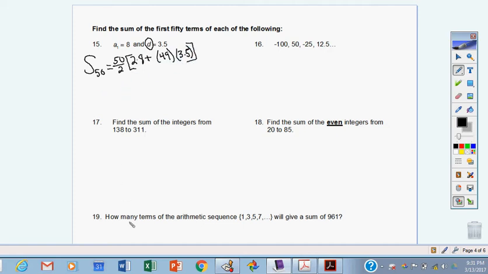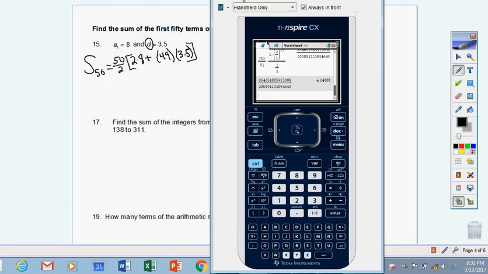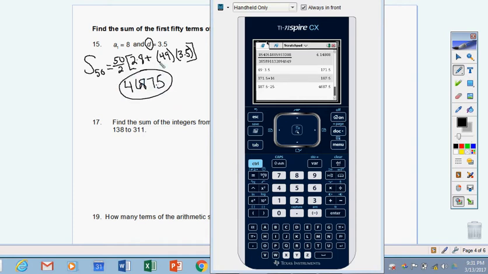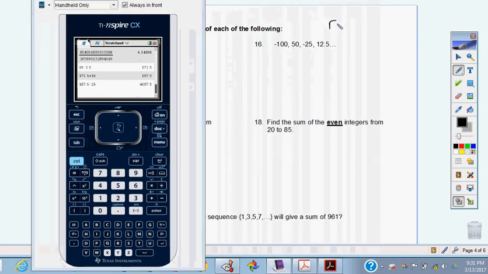I would go through that and get my answer. So firing this into our handy-dandy calculator here, we have 49 times 3.5 plus 16 equals that, multiplied by 25. And I got 4687.5. All right, moving along to the other problem.